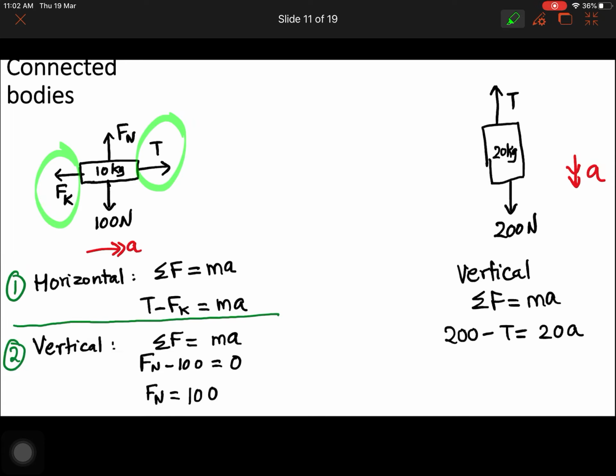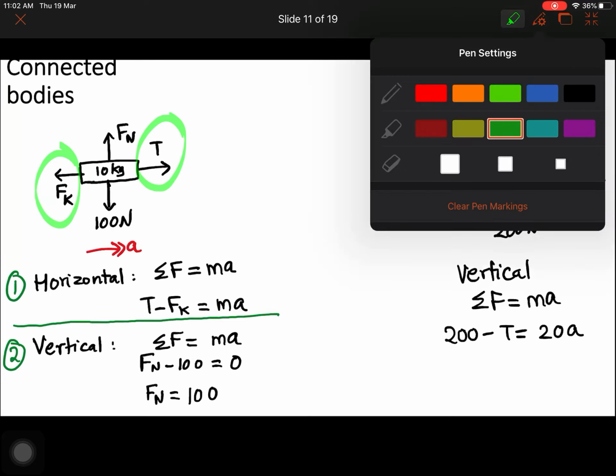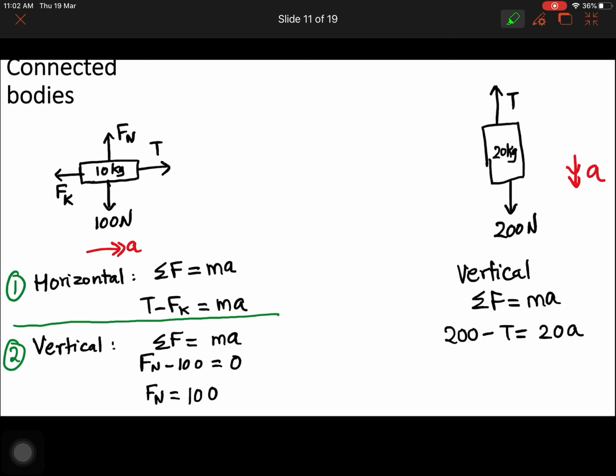And we are also going to write in the vertical direction because it has vertical forces as well. So in the vertical direction, again we write sigma F equal to ma. In the vertical direction, the object is not moving, so you can see that the acceleration is 0. So the right hand side of the equation will be 0. The left hand side is the net force in the vertical direction. We can see there is Fn acting upwards, 100 acting downwards. So Fn minus 100 equal to 0, and we get Fn as 100.